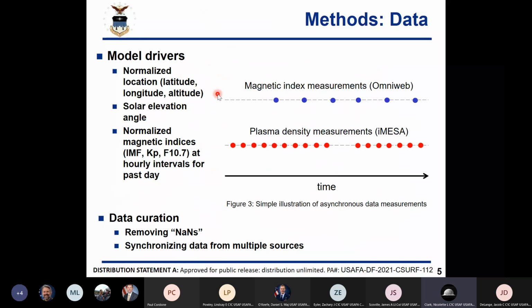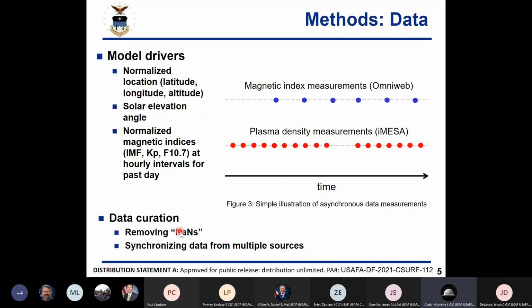It's a little bit of an abuse of the term, but I'm just using it to be as succinct as possible. IMF is interplanetary magnetic field, which is the sun's magnetic field. F10.7 is solar radio flux at 10.7 centimeters, which encapsulates information about solar activity, and KP is a geomagnetic index that contains information about the disturbance in the Earth's magnetic field. So those were the inputs that we gave to the model on which to base its predictions.